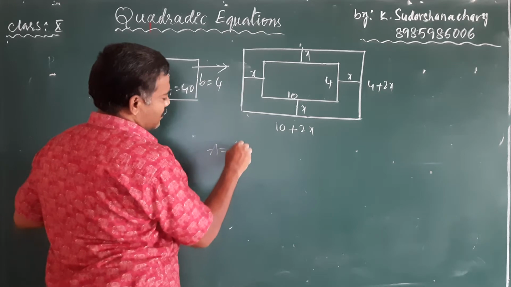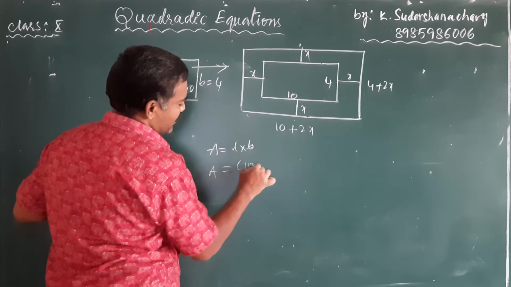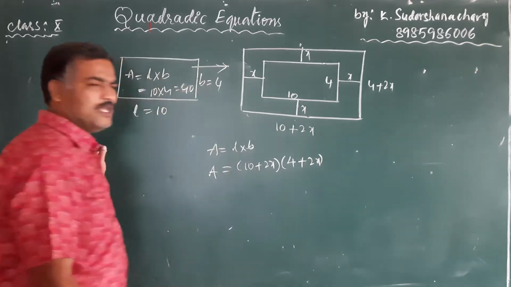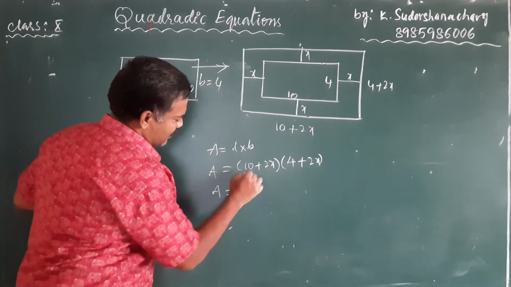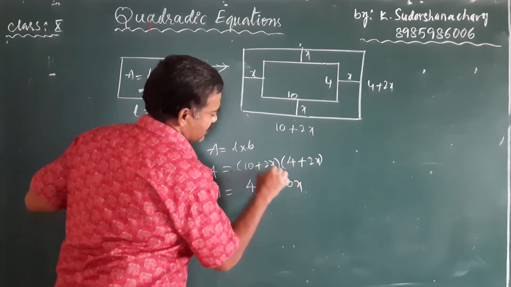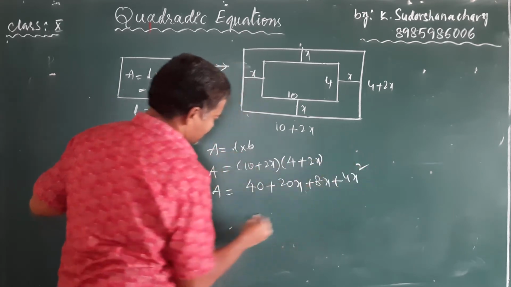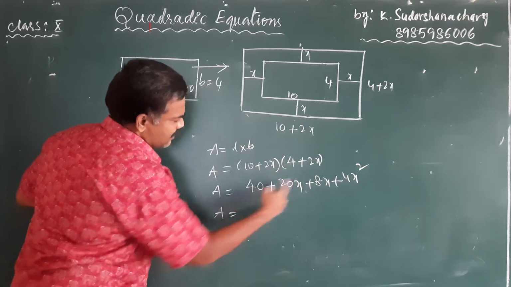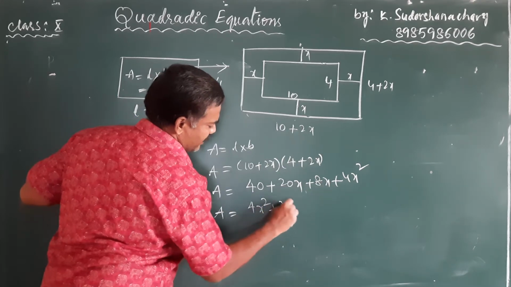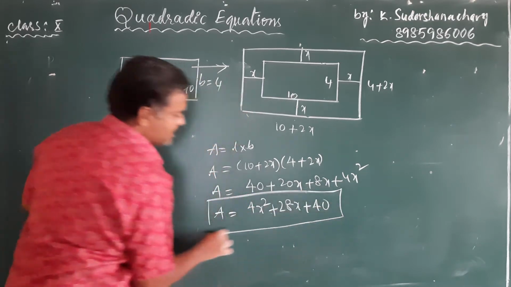Now how can we find the area of the outer rectangle? A is equal to L into B. In the outer measurements, L is 10 plus 2x and B is 4 plus 2x. Multiplying, A is 10 into 4, 40, plus 10 times 2x, 20x, plus 2 times 4, 8x, plus 2x times 2x, 4x square. Now according to the degree, write 4x square first, then 28x, plus 40. It is one algebraic expression.